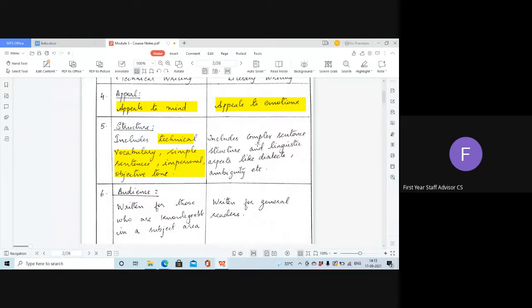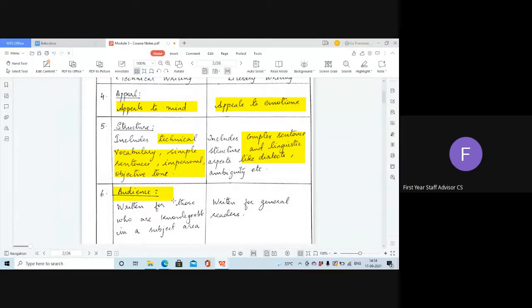Whereas literary writing includes complex sentence structures and linguistic aspects like dialects and ambiguity. So when a poet writes a poem, and if 10 people are reading that poem, the 10 people may read it in 10 different ways, because we don't know what exactly the poet is imagining. So there is ambiguity in such writings, whereas in technical writing it will be simple and clear to the readers. Then last is the audience.